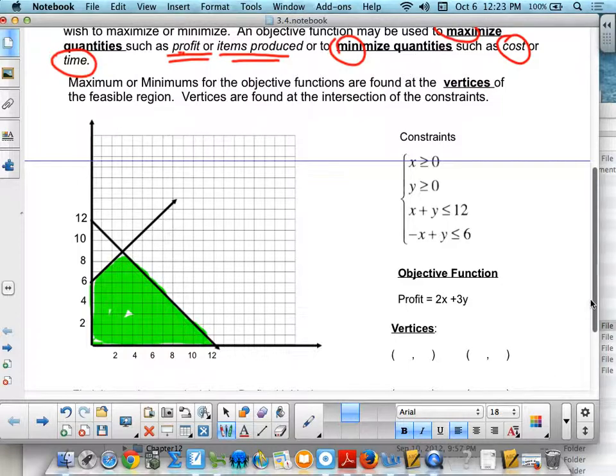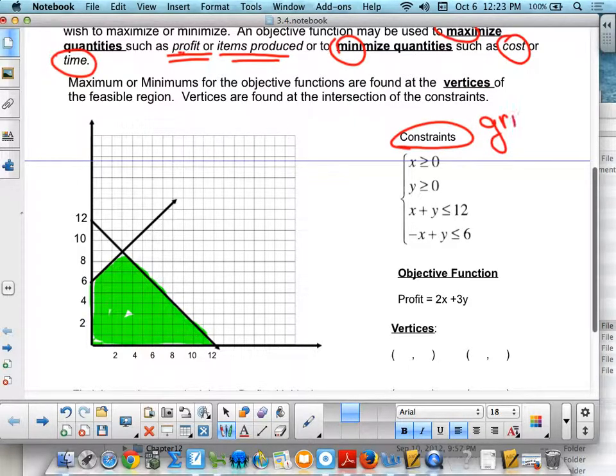You today will get some constraints. What are constraints? Inequalities. Okay, what can x be? X can be bigger than or equal to 0. Y can be bigger than or equal to 0. X plus y will be less than 12, and negative x plus y will be less than 6. These are constraints. So what do you do with constraints?